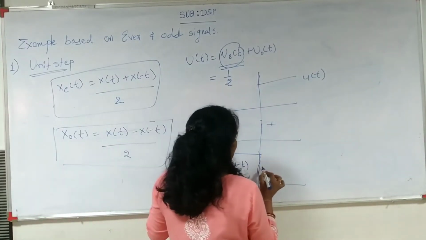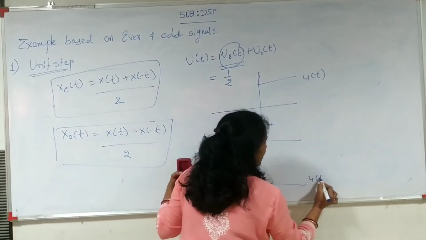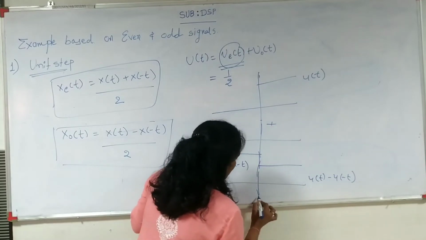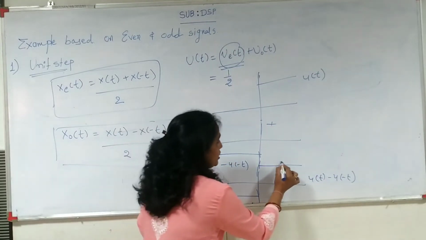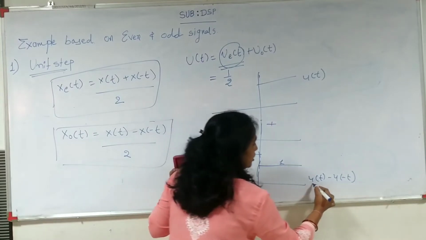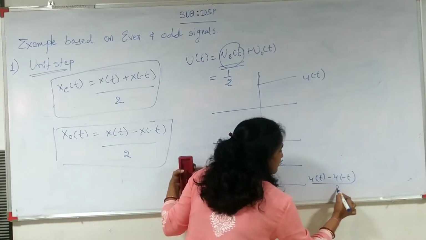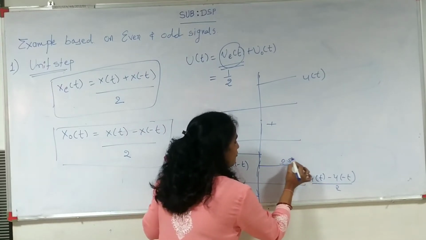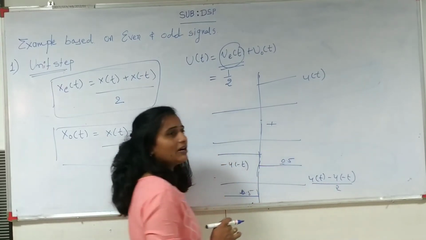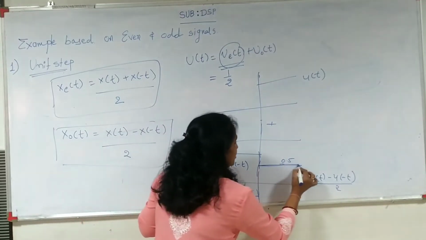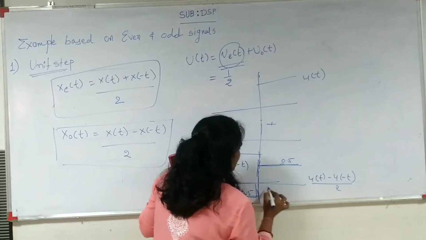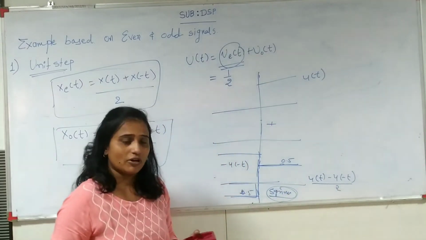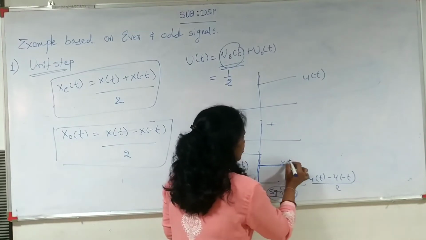So the final value, u of t minus u of minus t, is nothing but this, in this way. And the amplitude is 1. And to find the odd component, u of t minus u of minus t divided by 2, this value is nothing but the 0.5 value. So the amplitude is divided by 2. Now this signal is nothing but the signum function, when the value of this amplitude is 1.